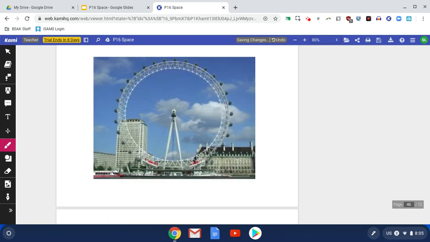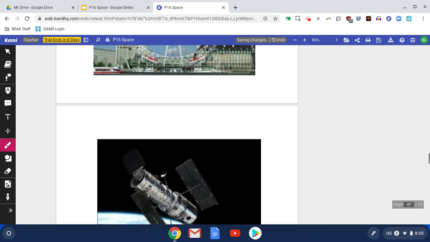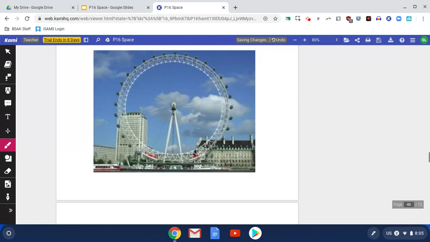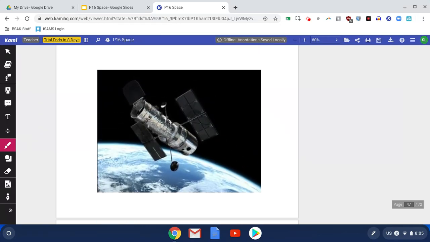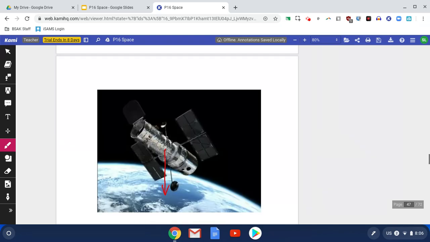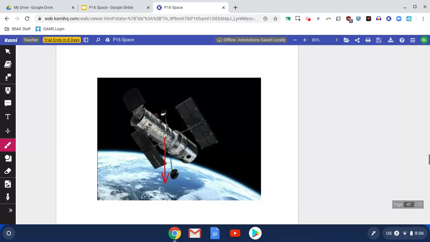The London Eye again. We had that. The cabins move in a circle, and there's going to be tension in all these spokes. And finally, this is one we've already talked about. What's making that satellite move in a circle? It's the gravitational pull of the Earth on the satellite. So there you have it. It's the centripetal force and circular motion.